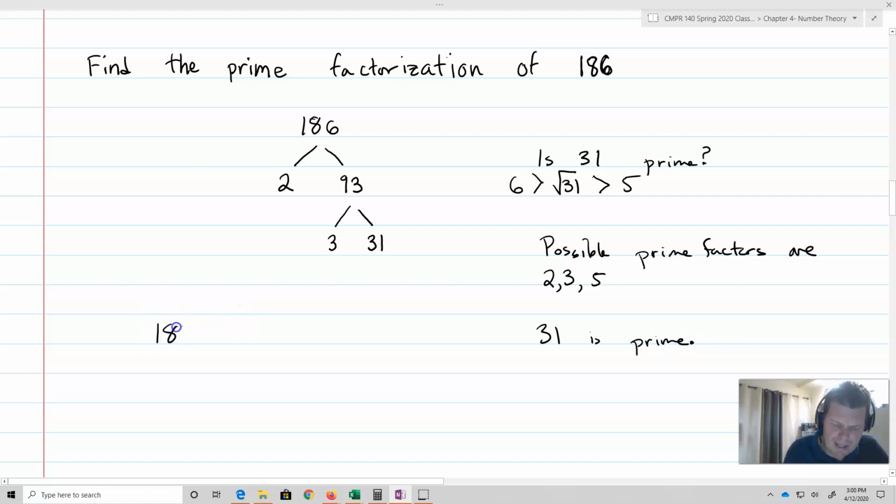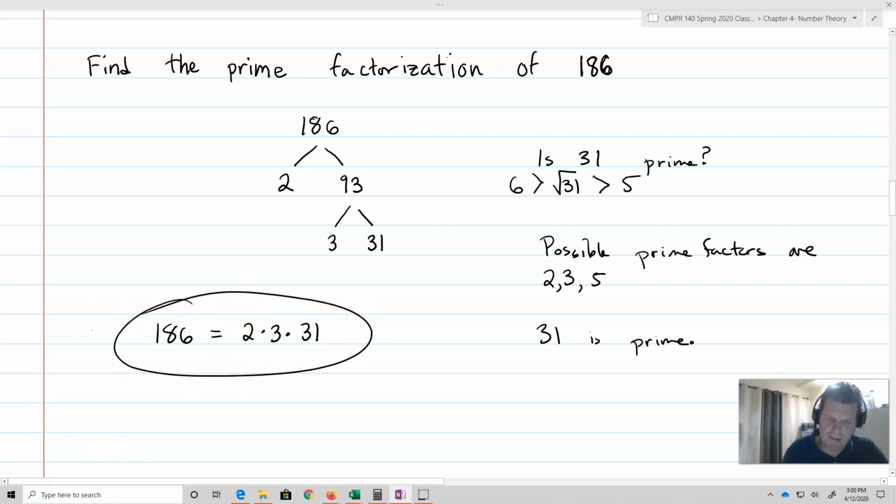Consequently, 186, its prime factorization is going to equal 2 times 3 times 31. And there's the prime factorization. Notice, once again, all we've got to do here for the prime factor tree is take the top number, whatever number we're trying to factor, and divide it through by one number that we happen to know to be one of its factors. Then the other branch of the tree is going to be whatever the quotient is, in this case, 93. Then we're going to factor that value, and so on and so forth until all of the ends of our branches are prime numbers, and that's our prime factorization.